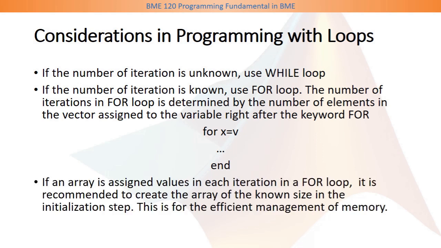If you're going to assign values to an array variable inside a for loop, it is recommended to create the array of the known size, which is often the number of iterations or its multiples of the for loop. This is an efficient management of memory. If the pre-allocation of array memory space is not done, MATLAB will guess the size of the array when it is first used. There is a great chance to reallocate more memory space if needed because the initial guess by MATLAB is often incorrect.